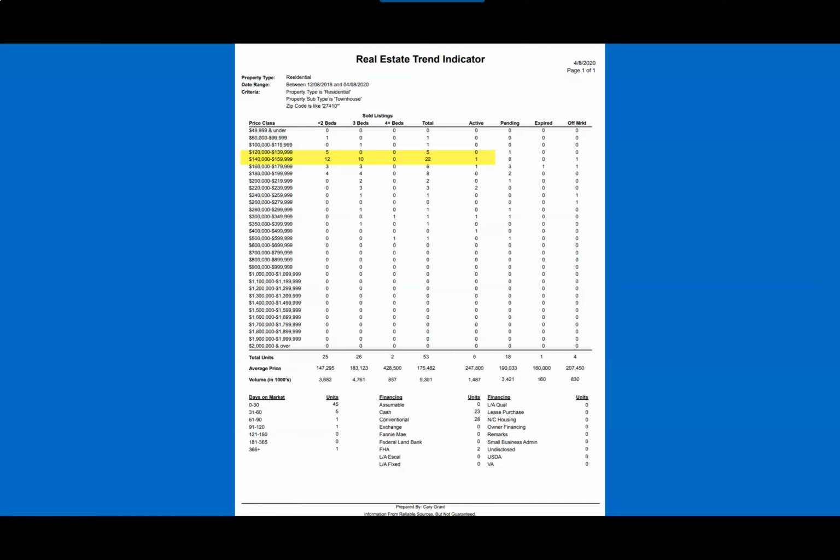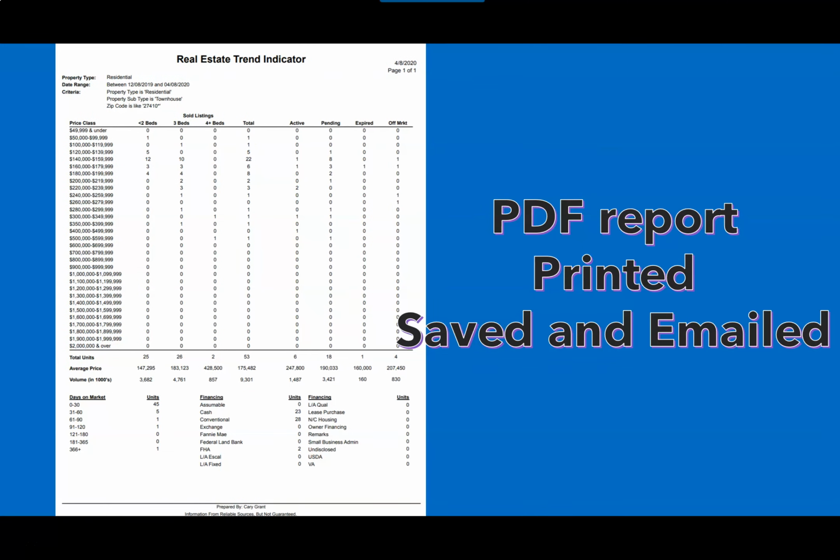More information that you might find very helpful is at the bottom of this report, Days on Market. Of the 53 townhomes that have sold in the last 6 months, I can see that 45 of those sold in under 30 days. And there were 23 cash transactions. The Real Estate Trend Indicator report is a PDF report. You can print it. You could save it and email it to someone.